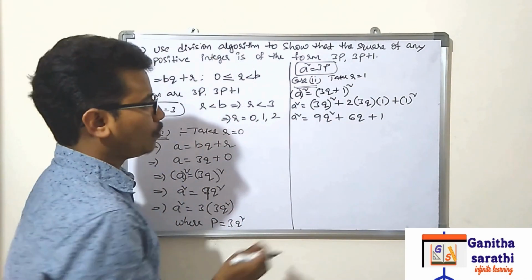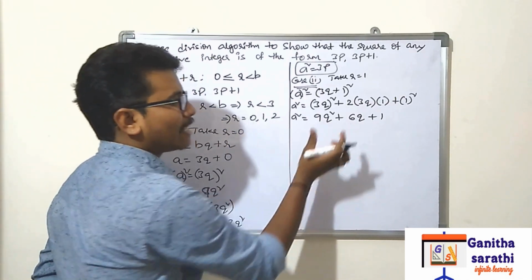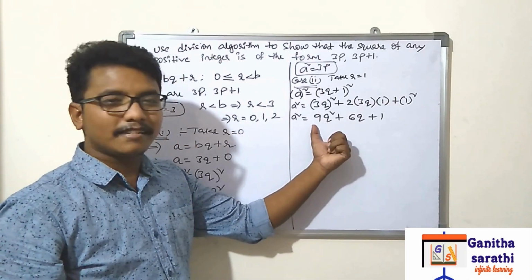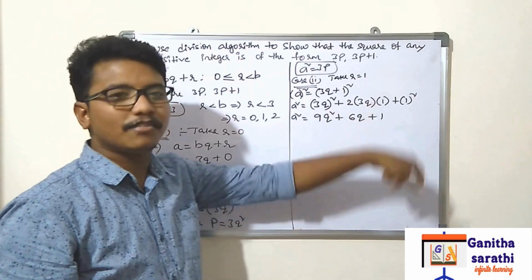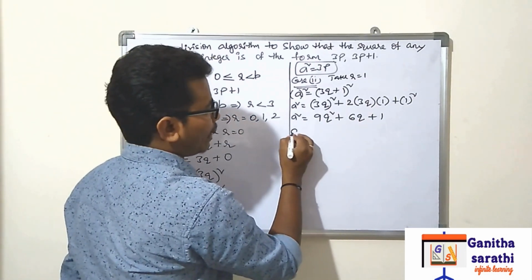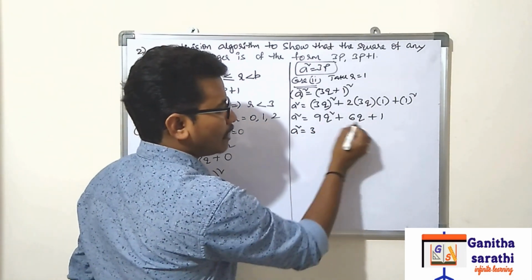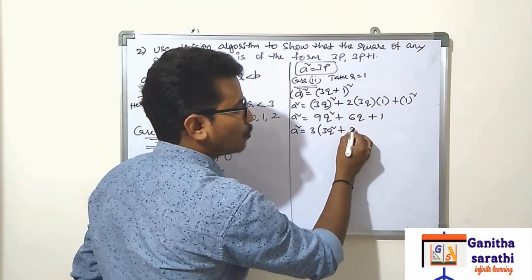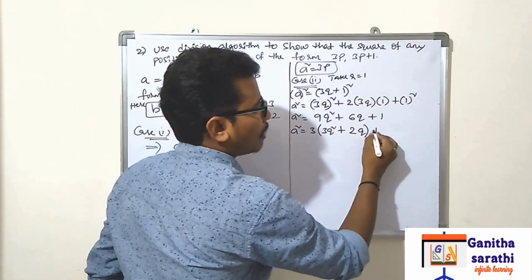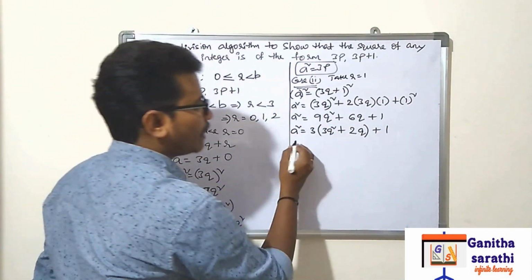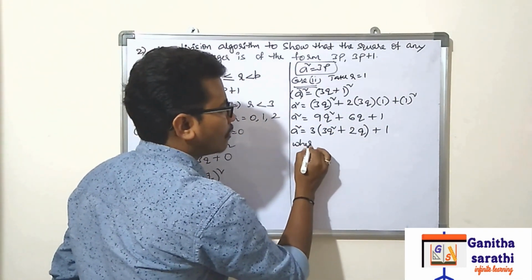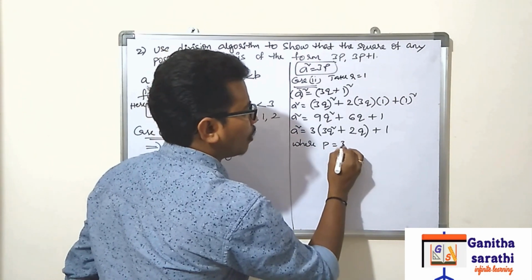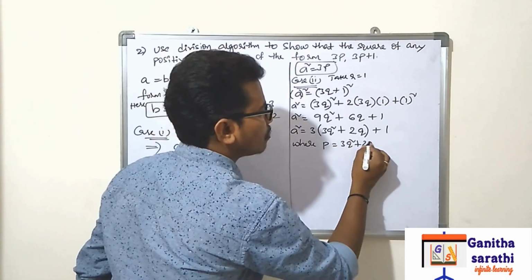Now in these two, can we take 3 as a common part? Yes. 9 is divisible by 3 and 6 is also divisible by 3, right? Now a square is equal to, in these two take 3 as the common part, 3q square plus 3 2s are 6q, plus the 1 will be remaining. Now here I am taking p equal to this one. What is that? 3q square plus 2q.